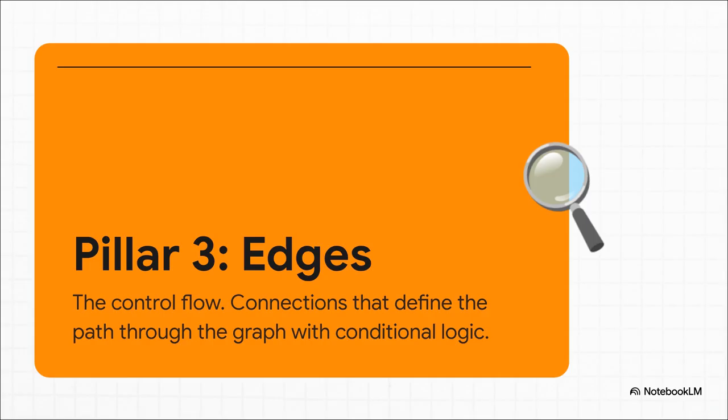So if the nodes are the workers, you can think of the edges as the project managers. They're the ones directing the traffic, making all the decisions about which node gets to run next. And this, right here, is where the real magic happens. It's the edges that let the agent branch off in a new direction or loop back and try again if, say, a tool didn't work the first time.